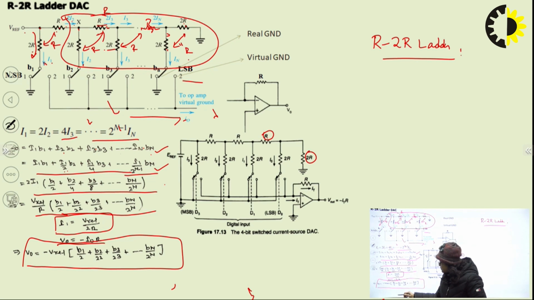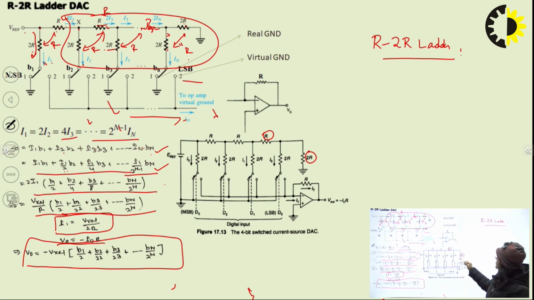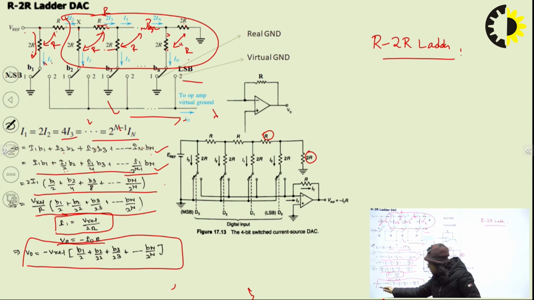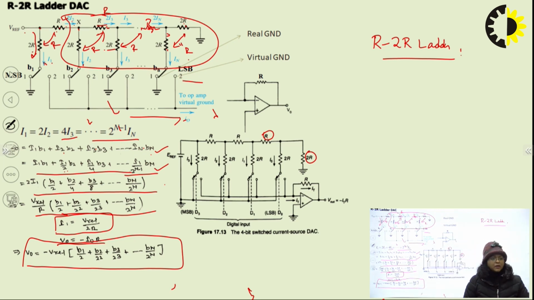We substitute this value into the final V0, which is equal to I0 into R, which comes out to be minus V reference into B1 by 2 plus B2 by 2 square plus B3 by 2 cube, similarly Bn upon 2 to the power n. So in this way we can say that it works in a similar way as the weighted resistor, but it requires only two types of resistance, whereas the weighted resistor requires a range of resistors based on the size of the digital input.